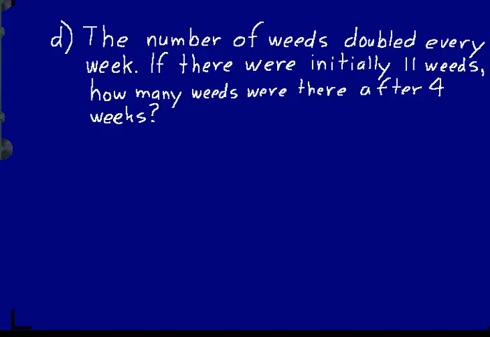Practice problem D says the number of weeds doubled every week. If there were initially 11 weeds, how many weeds were there after 4 weeks? Well, we see that that's an exponential growth relationship there. And so we write down our formula. A of t is equal to A naught y to the t. And let's just go ahead and substitute in there what we know. The number of weeds doubled every week. So that tells us that our growth multiplier is 2. And initially there were 11 weeds. So we'll say 11 times 2 to the t.